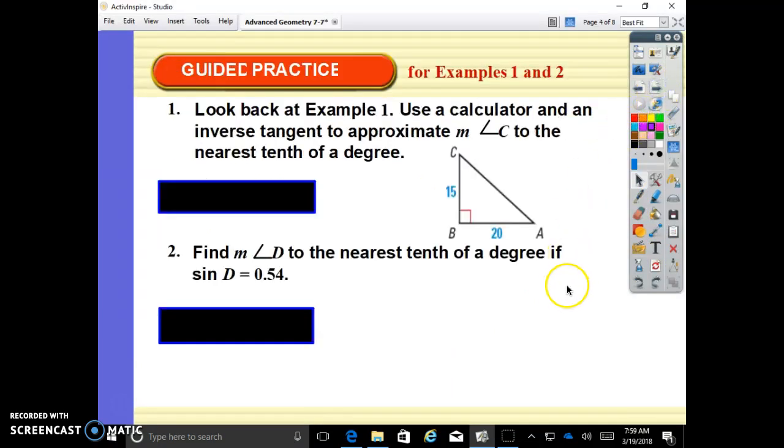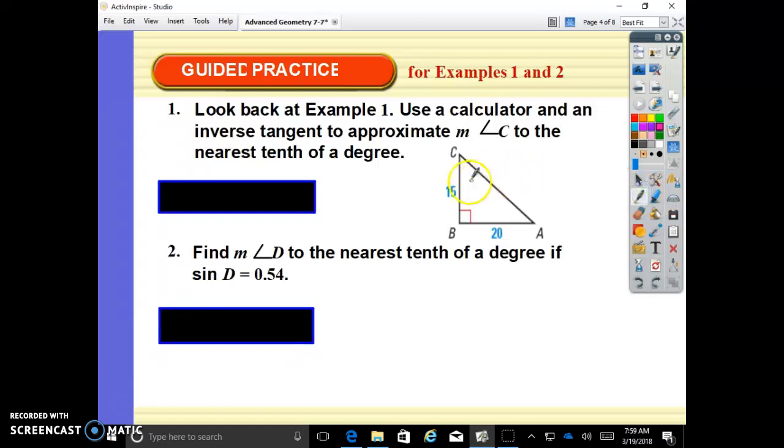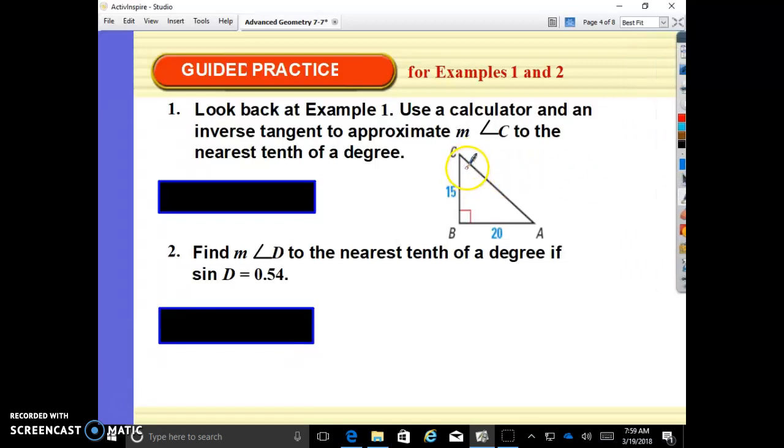Look back at example 1. Use your calculator and the inverse tangent to approximate the measure of angle C to the nearest tenth of a degree. All right, so we're looking for angle C. We have opposite and adjacent, TOA. Tan of angle C equals opposite over adjacent. So for C, we're going to use the inverse tan of 20 over 15.